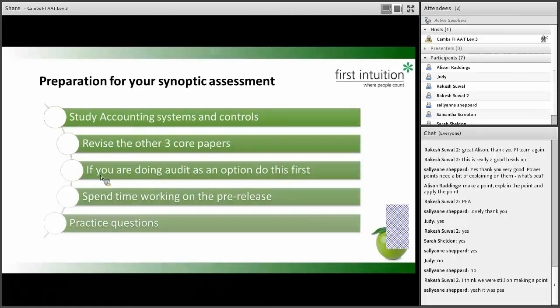Spend time on the pre-release. Do calculations, apply techniques, engross yourself within that organisation, and practice questions. Practice questions is the way to prepare for this exam. Unfortunately, the sample assessments are based on a different scenario, but they are useful. Definitely go through them. You can see the types of questions that are asked, the types of additional information that you're given, but they're not going to be based on the same pre-release material.